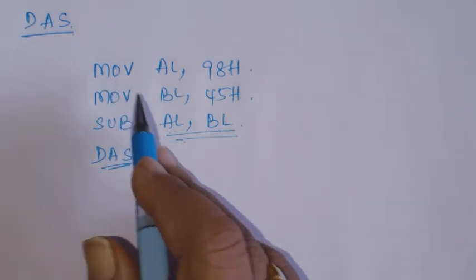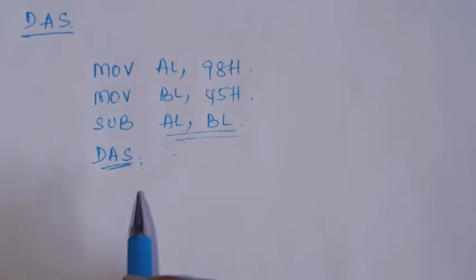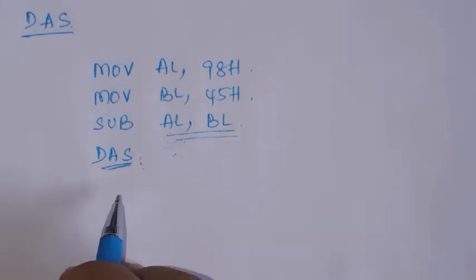So these are the two BCD arithmetic instructions. Okay, now let's see the ASCII arithmetic instructions in the next video.